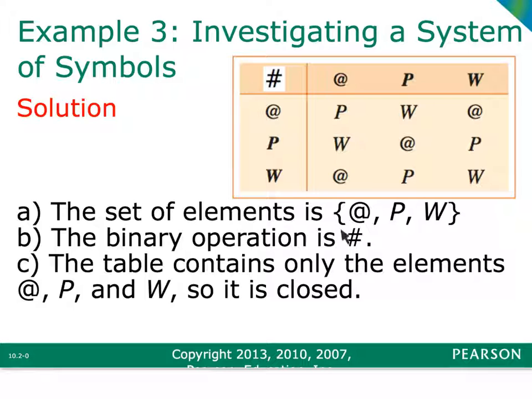Our set of elements is the @ symbol, the P and the W, and the binary operation is that number symbol. The table contains only the elements @, P, and W, so it is closed. We do have closure, because we don't have anything else in our table. These are our results when we do any binary operation, so it's always one of the elements. So we do have closure there.